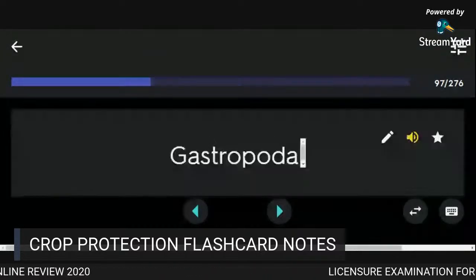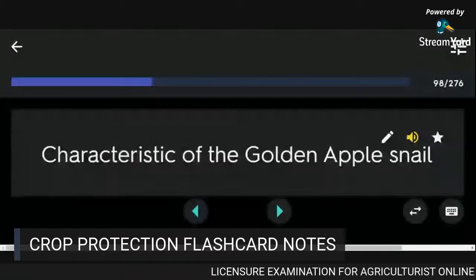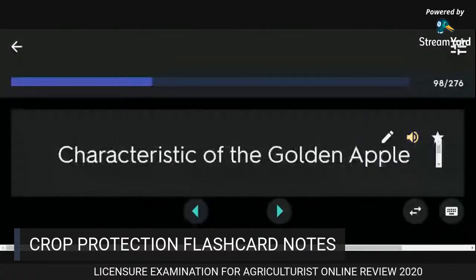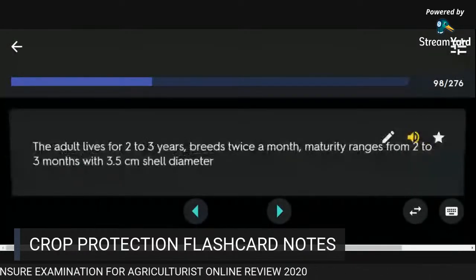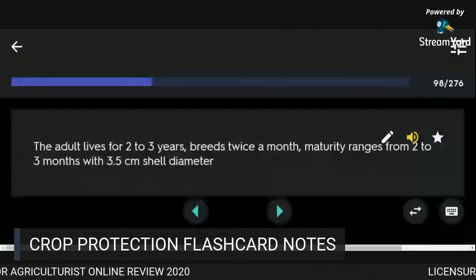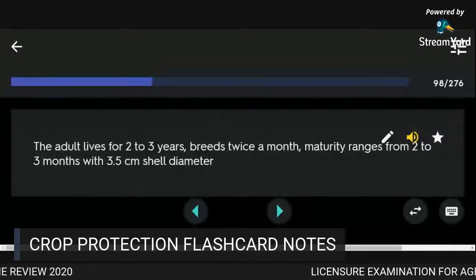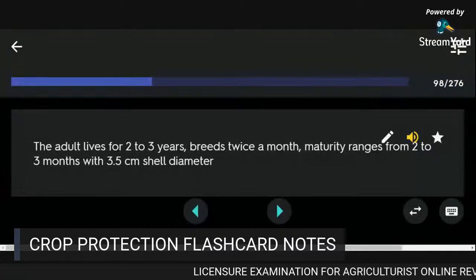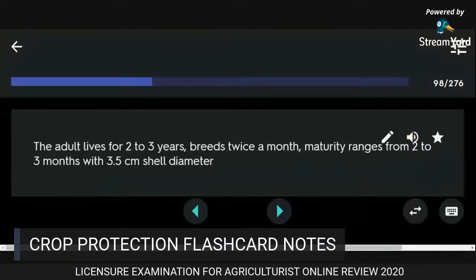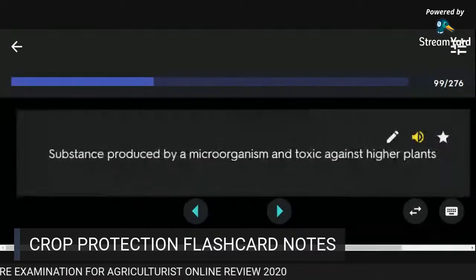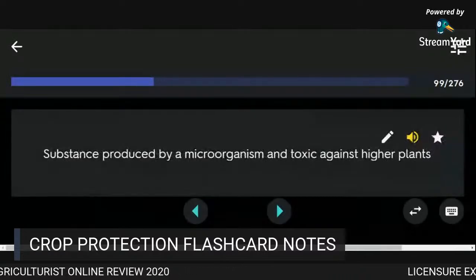Characteristic of the golden apple snail. The adult lives for 2 to 3 years, breeds twice a month. Maturity ranges from 2 to 3 months with 3.5 centimeters shell diameter. Substance produced by a microorganism and toxic against higher plants. Marasmin.